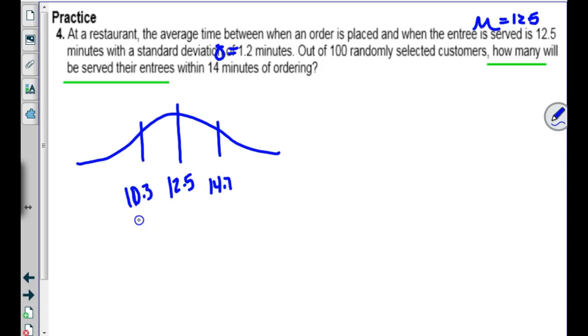Is that right? No? 11.3. Thank you. Okay, but the question says within 14 minutes of ordering. So we want everybody who got their food before the 14th minute. Do you see what I'm talking about?